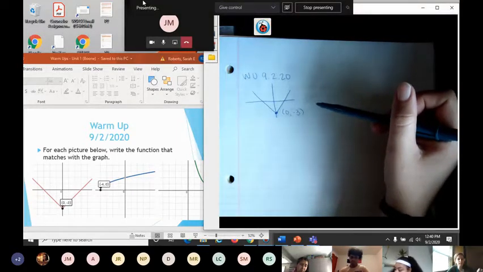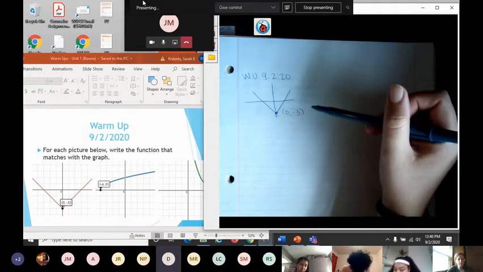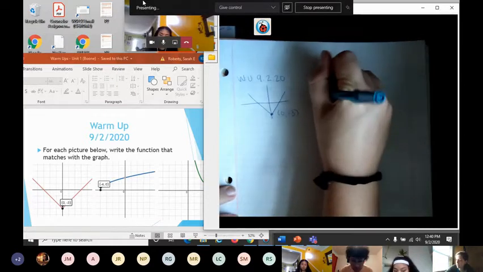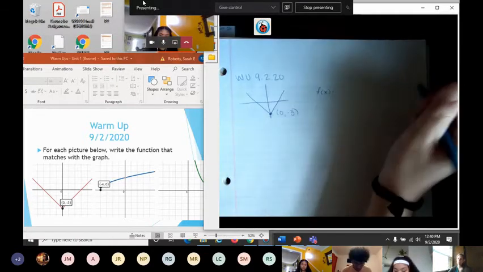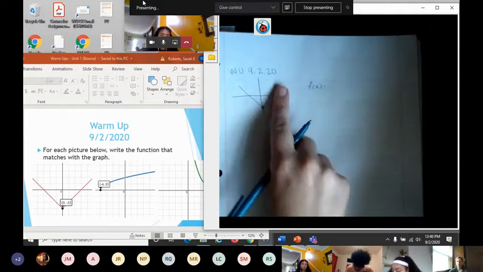So Olivia, are you here? Rashani? Abimael? Daisy? Daisy, are you here? Yeah. Okay, so I'm trying to write a function, f of x, and I want to write it so that it would look like this graph right here. How would I write that function?